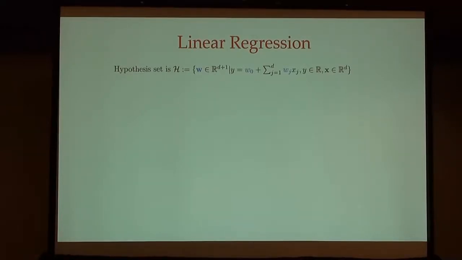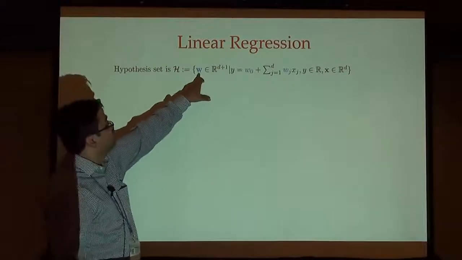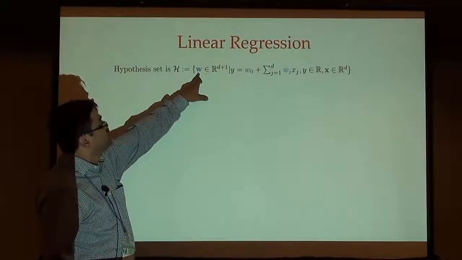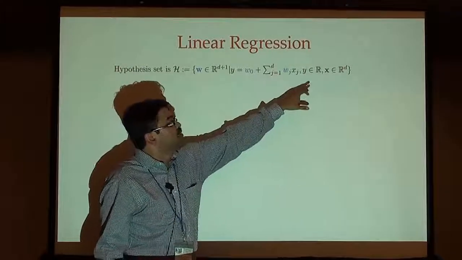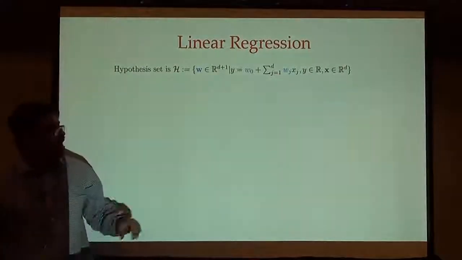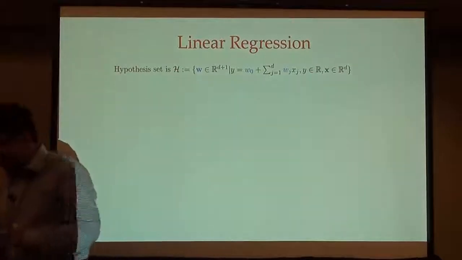So the first thing is linear regression. There is also another beauty about linear regression: it has essentially a closed form solution. Again, just to repeat, the hypothesis set is the set of all these coefficients of the weight vectors such that you have these linear relationships, and D is the dimension of my data. And Xj here is essentially the component.